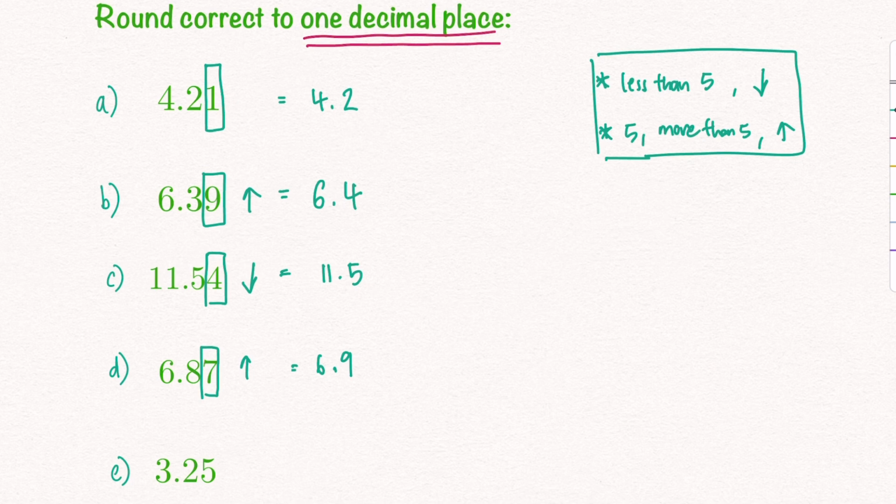Rounding to 1 decimal place, I'm cutting here. And the digit that we're looking at is 5. 5 or more, we need to round up. So it becomes 3.3.